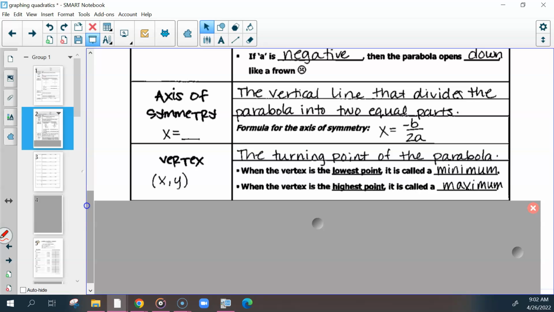The vertex is the turning point of a parabola, but this is usually your minimum, the lowest point, or your maximum, your highest point. That's the part you don't really need to know about the minimum, maximum. We just need to know how to find the vertex. But because we're given our x value, we're going to put that x value back into our equation and find our y.